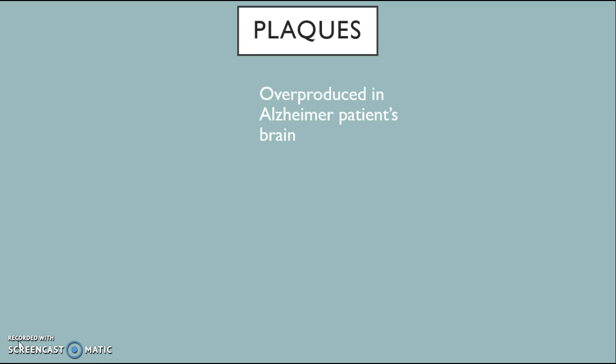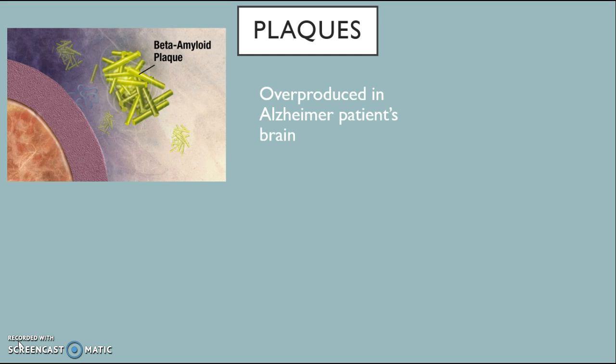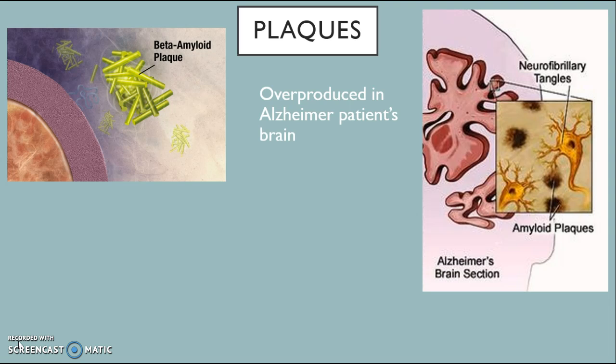Okay, now we're on plaques, as I mentioned before. Plaques are deposits of protein fragments called beta amyloid. These are found in the brain. This protein fragment is normally produced by the brain and thought to be responsible for the plaques that lead to Alzheimer's disease. This is what they kind of look like. Beta amyloid plaques are overproduced in patients who suffer from Alzheimer's. So these plaques are already made in the brain, but they're overproduced by those who have Alzheimer's.